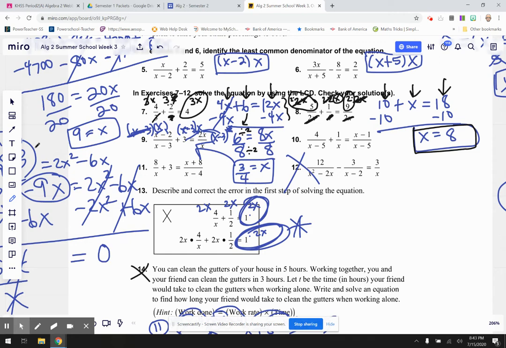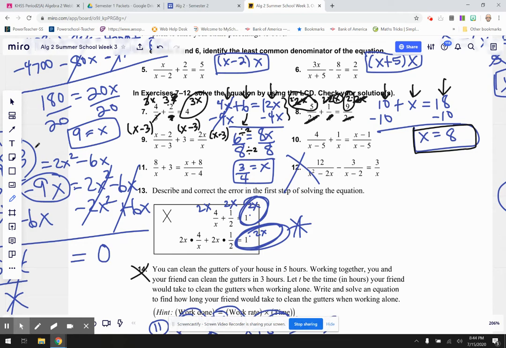Number 9 is way over here. So let me erase the stuff and show you what I would multiply by and what I would do to get rid of everything here. Okay, so what I need to do is get rid of each denominator. So I need to get rid of an x minus 3. That means I need to multiply all of my fractions by x minus 3.